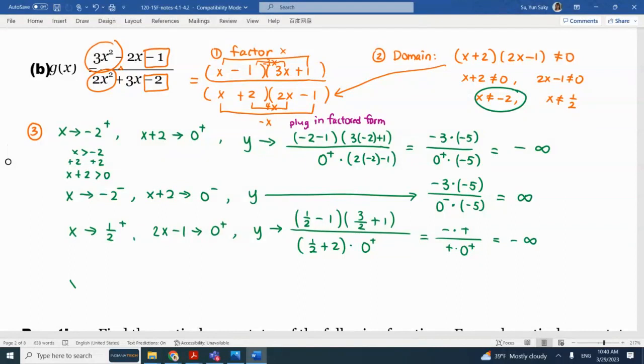Keep going. X goes to 1/2 from the... David, I'm sorry, I was still finding other stuff out. Oh, sure.